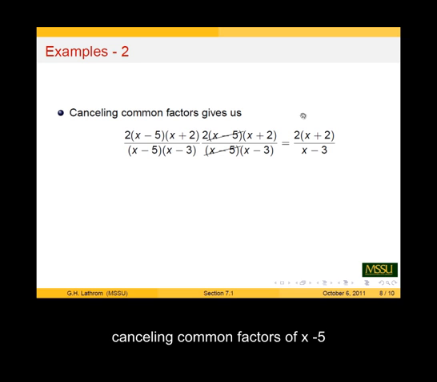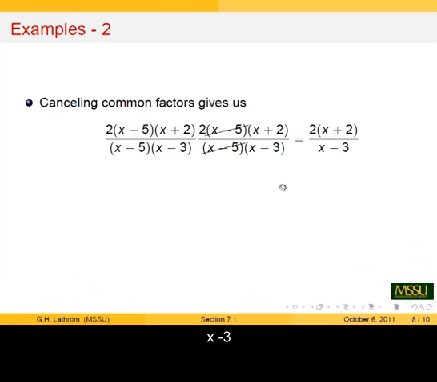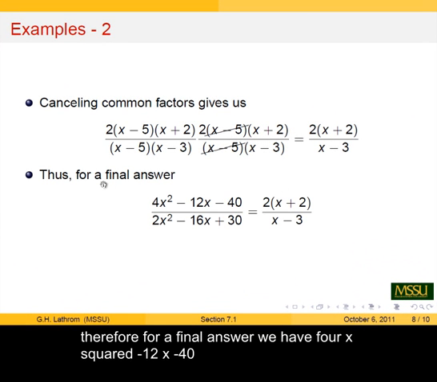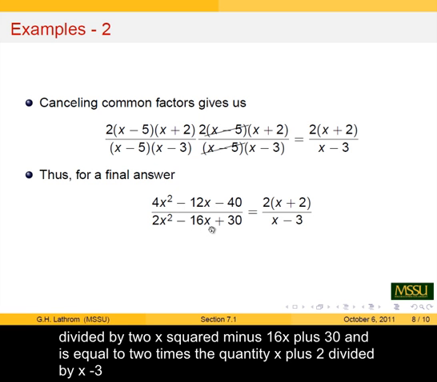Canceling common factors of x minus 5 gives us the quantity 2 times x plus 2 divided by x minus 3. Therefore, for our final answer, we have 4x squared minus 12x minus 40 divided by 2x squared minus 16x plus 30 is equal to 2 times the quantity x plus 2 divided by x minus 3.